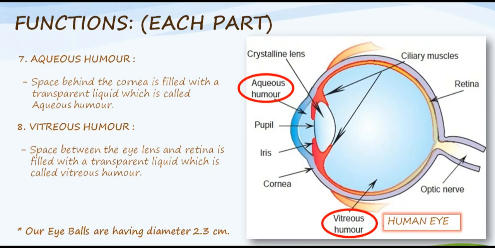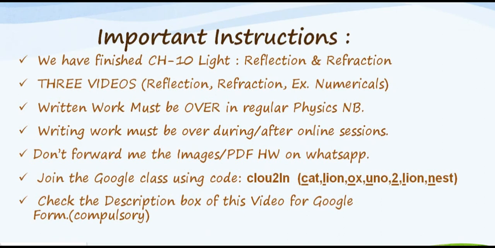Aqueous humor is present in the space behind the cornea, right? You can see in the figure as well, a bluish kind of shading is there, which means the liquid is filled. Vitreous humor is in the space between the eye lens and the retina. Again, it is a transparent liquid and this is called vitreous humor. So both are liquids. Clear? Now I hope we are clear with all the important parts of the human eye. One part I knowingly haven't written, that is the eye lens. So you have to write about the eye lens.